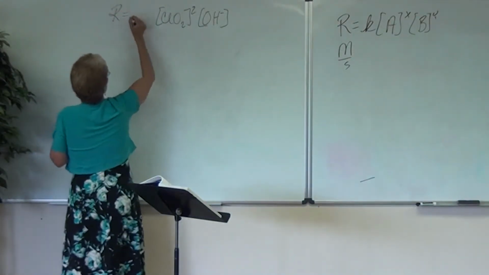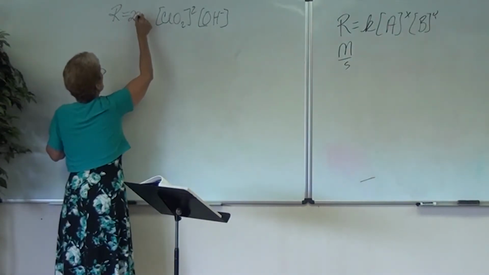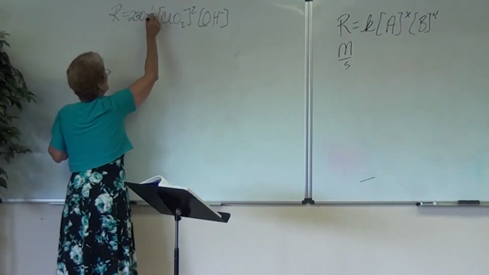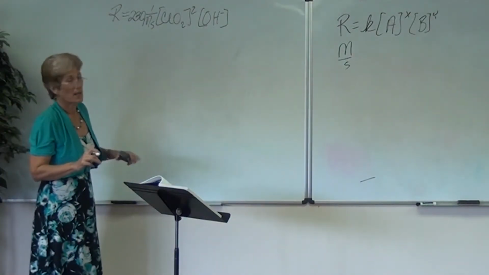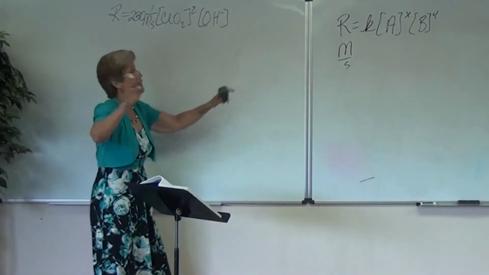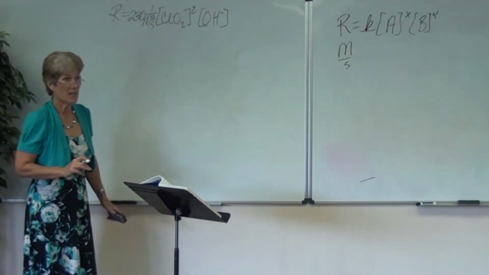And Luch, I want to ask you what K's units are. K is a 230, and it's going to be 1 over M something s. What's the M something going to be? What's the order? Good. The order's 3, so it's going to be a 2. Very good. Okay.